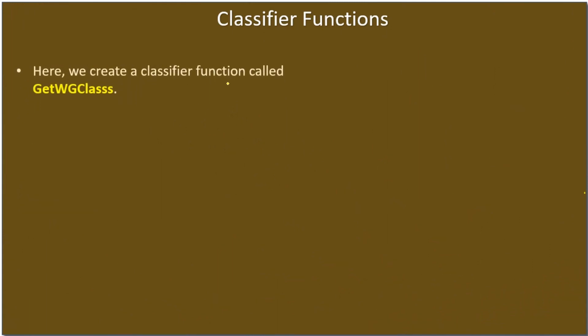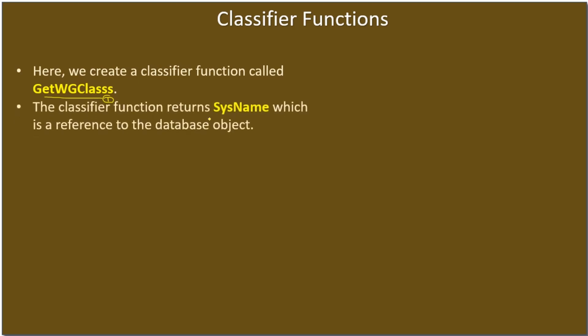Here, we create a classifier function called getWG class. So, this will be our classifier function name. The classifier function returns sysname. Sysname is a reference to a database object, so that's the data type. You can return a view, a table or any database object, so in that case, you can specify the return type as sysname.